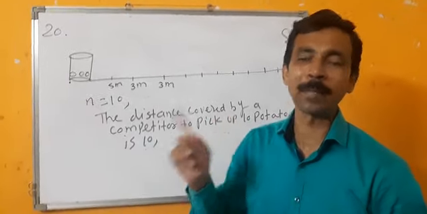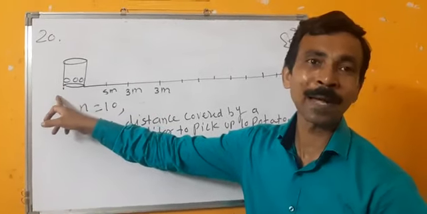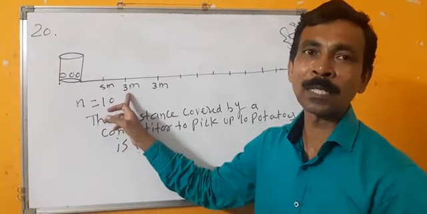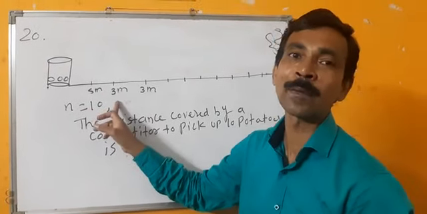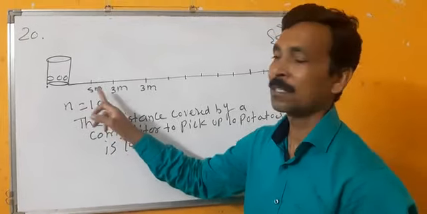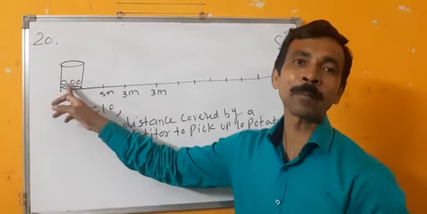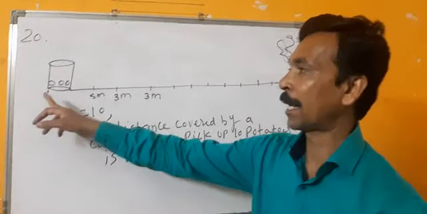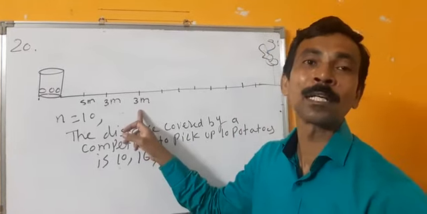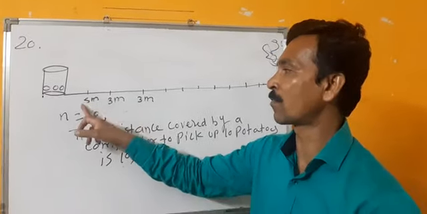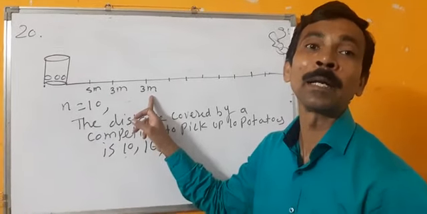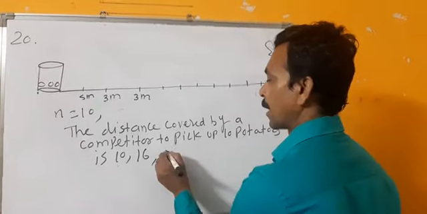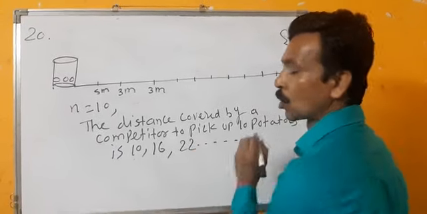So it takes 10 meters. Now she comes back, and the second potato is at a distance of 3 meters from 5 meters. So this becomes 8, 5 plus 3 is 8. When she runs back, it becomes 16 meters. Again she goes to pick up the third potato, which is at a distance of 5 plus 3 plus 3, 11 meters. Again she runs back, so it becomes double of 11, 22, and so on.